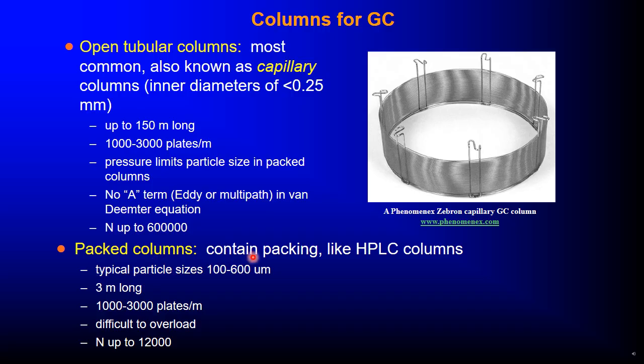Packed columns contain packing like HPLC columns. A typical particle size is 100 to 600 micrometers, and they are 3 meters long. Plates are 1000 to 3000 per meter. They are difficult to overload. The number of plates is up to 12,000.